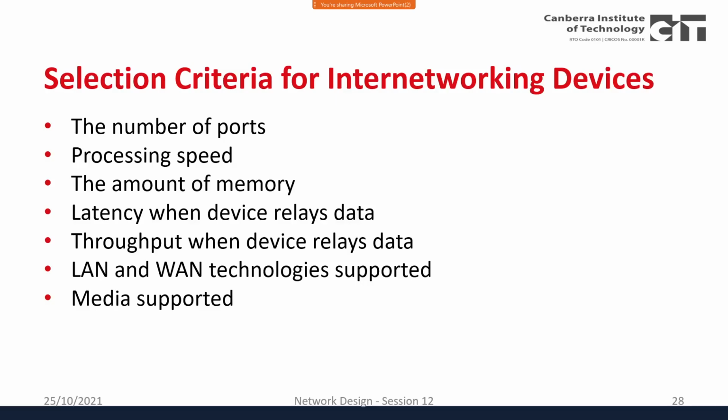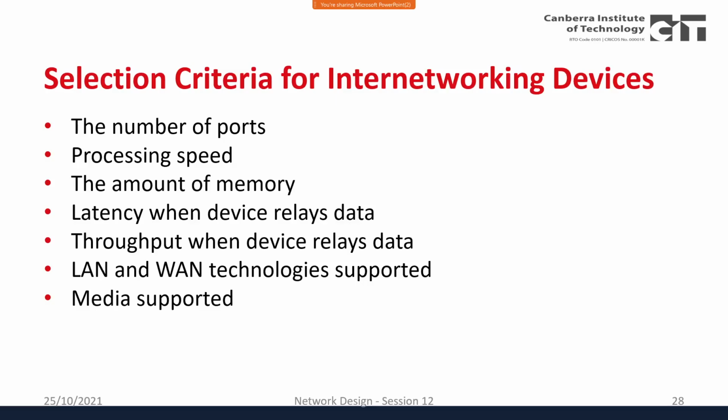The amount of memory as well plays a huge role when we are buying routers and switches, and the price that we pay for each one of them. Latency, which is associated with the processing speed as well. The throughput as well, how fast each one of the Ethernet ports or the fiber ports are, and so on. And the LAN and WAN technologies that they support.